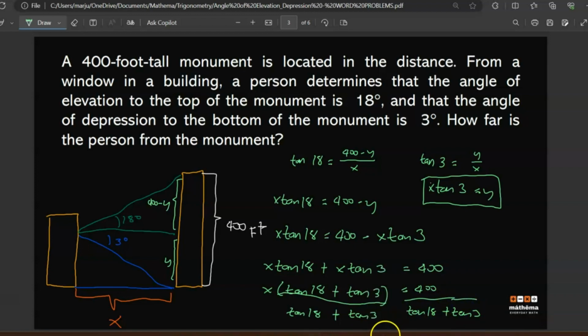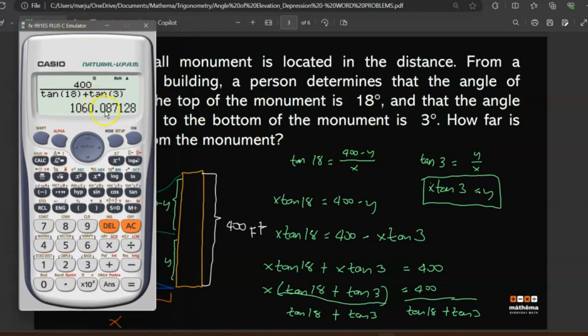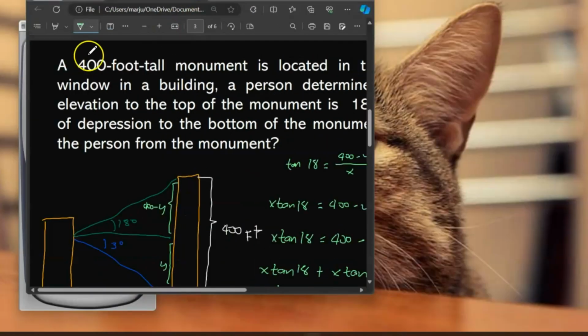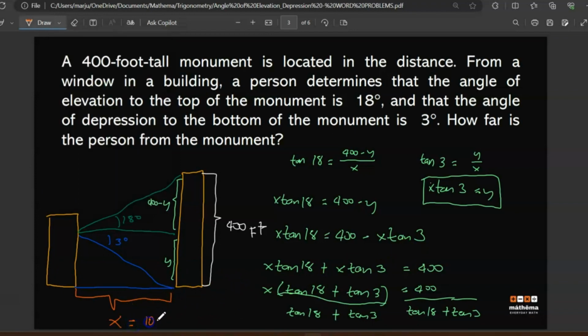So we'll use our calculator to solve for x. This will give us 400 divided by tan 18 plus tan 3. So this will be the value of our x, that is 1060.09. So x is equal to 1060.09. Again, this is feet. That is again for the second problem.